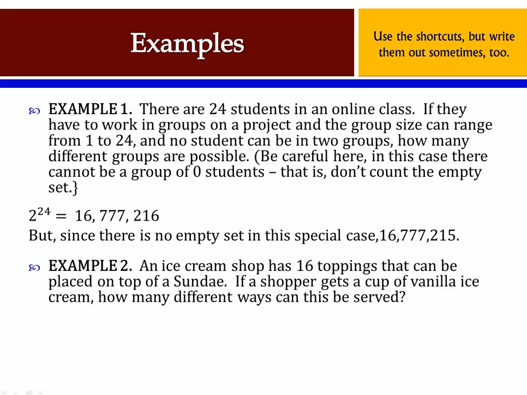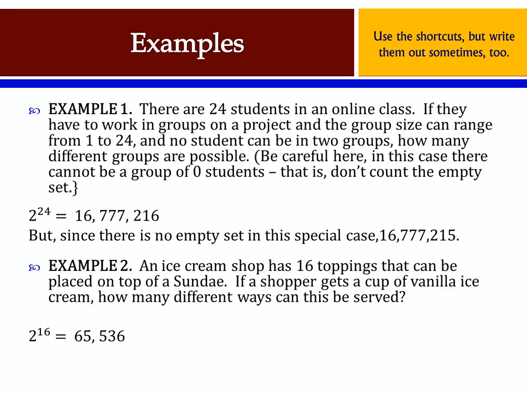Example 2. An ice cream shop has 16 toppings that can be placed on top of a sundae. If a shopper gets a cup of vanilla ice cream, how many different ways can this be served? So it's kind of like the scoops, but this time we've got a cup of vanilla ice cream, and we've got 16 different toppings. Well, if we've got 16 members or elements in our set, and we want to know all of the subsets of the set, all the possible different ways we could choose from that set of the original 16, the answer would be 2 to the power 16, because there's 16 elements.